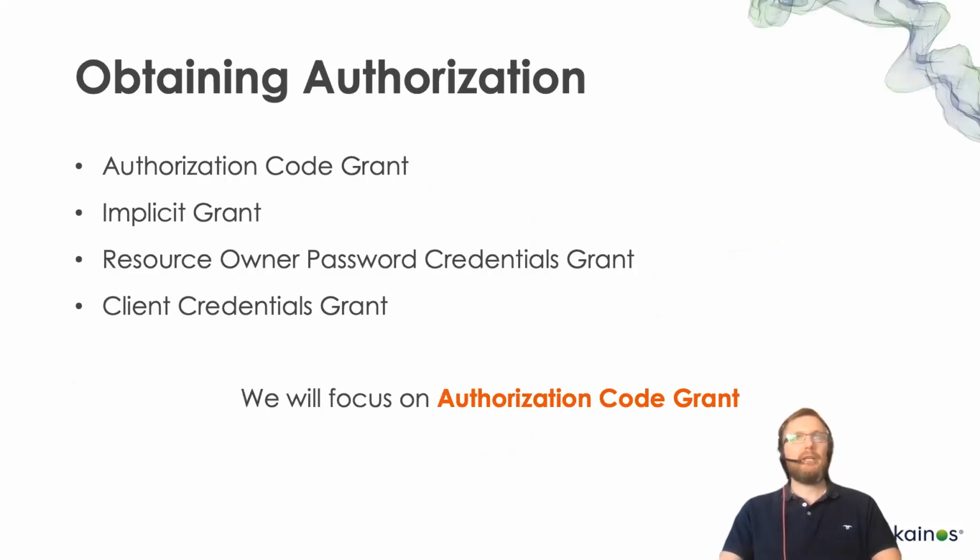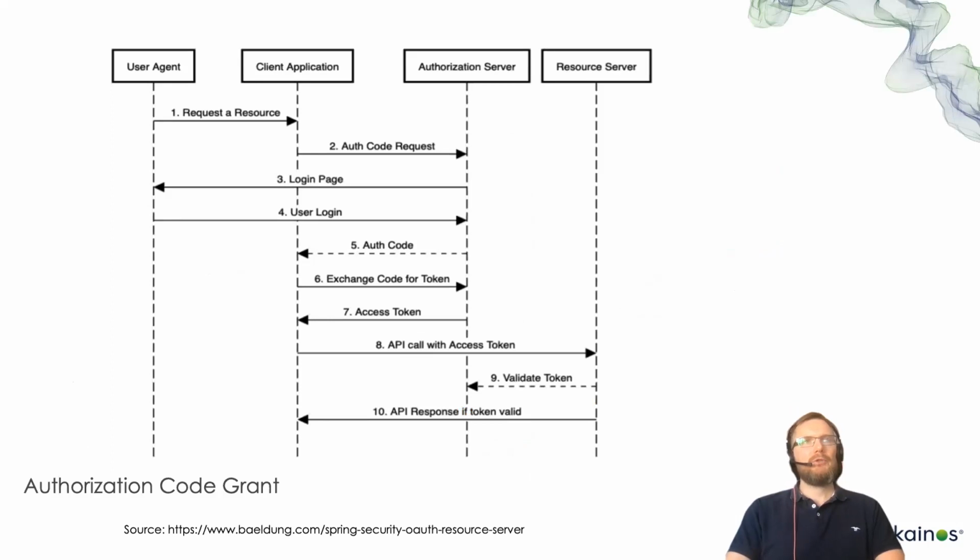So there are various ways to obtain the authorization, but we would like to focus on the authorization code grant and understand it a little bit better. So the user agent will be our user, the person. Client application, it can be Facebook or maybe some kind of a portal used at the hospital. Authorization server, something that can authenticate and authorize the user, and resource server, something that holds the data.